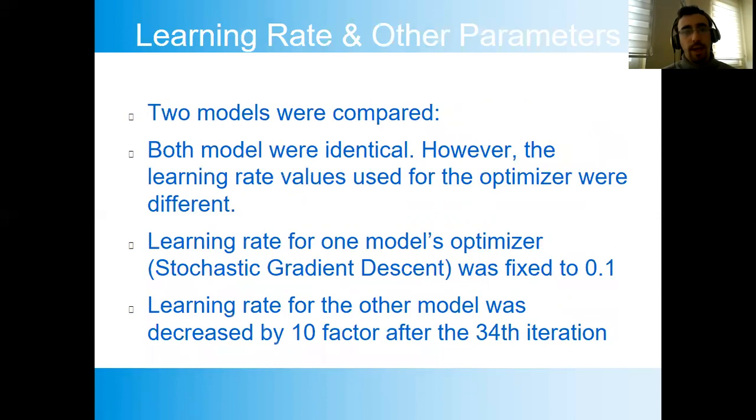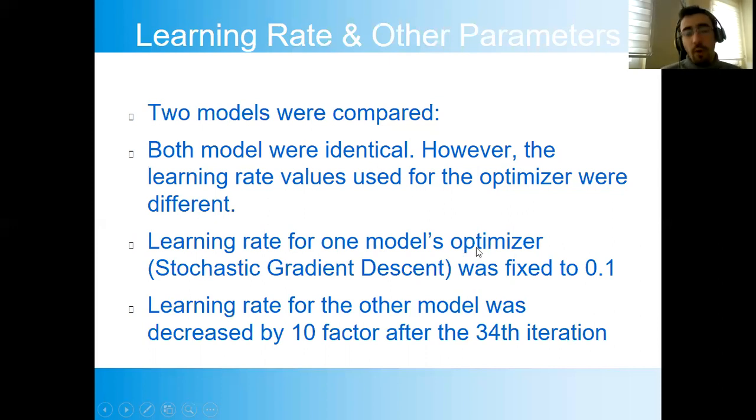All right, go ahead. So what did I mainly do? I focused on changing the learning rate. So what happened to the learning rate and the other parameters? I have two models in here, and I compared those two models. Both of the models were very identical. However, the learning rate values used in the optimizers were different.